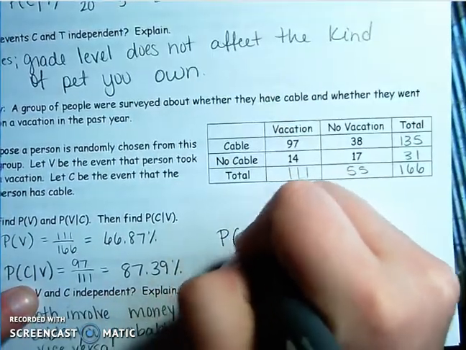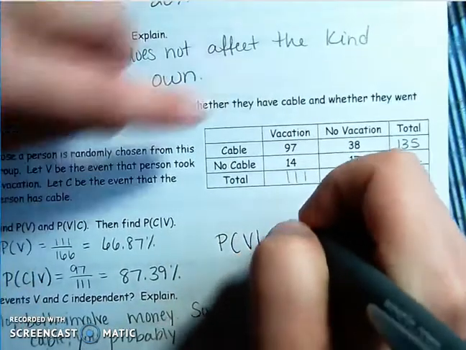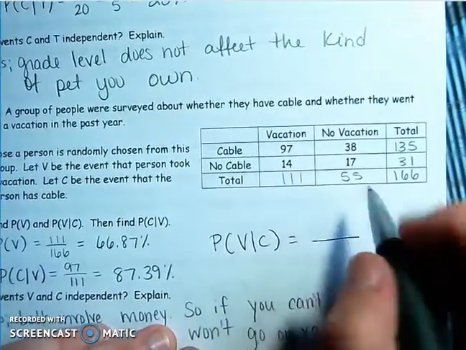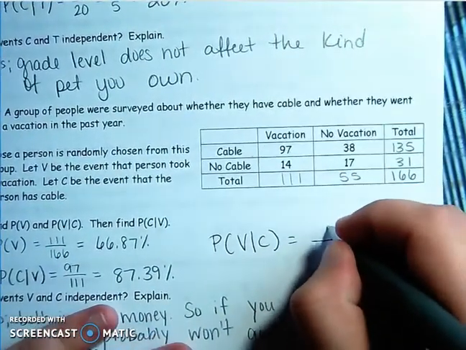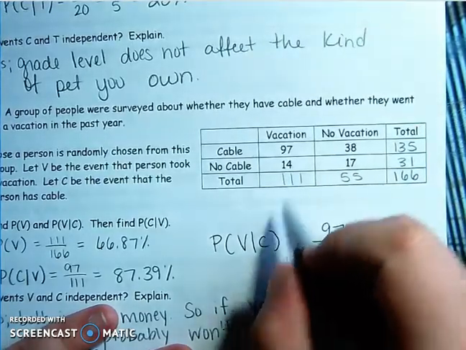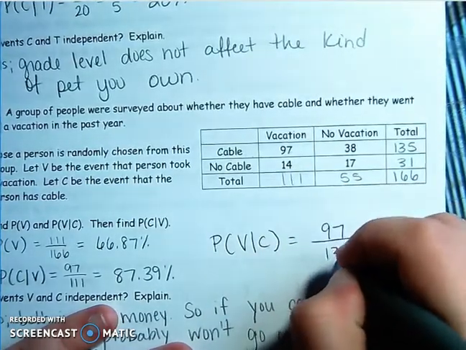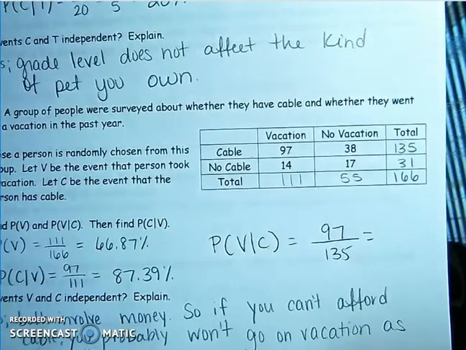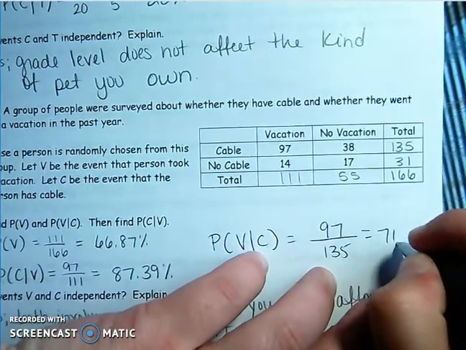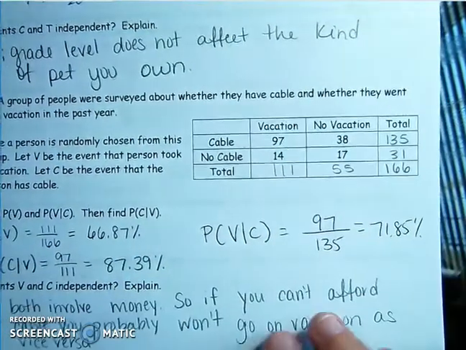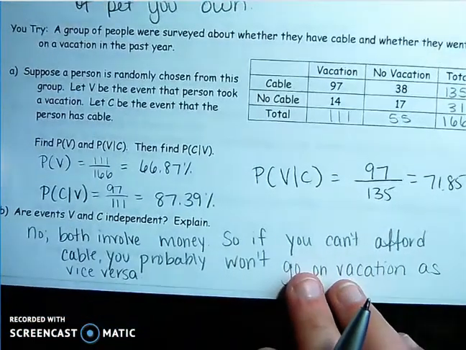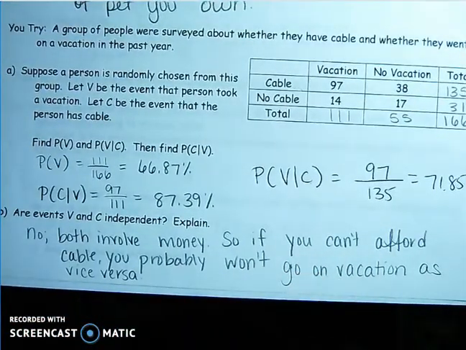The probability of V given C, so that would be vacation and cable, is 97 out of my cable people, 135. 97 out of 135 is 71.85. And if you notice, these percentages are not the same. So are they independent? No, because they all involve money. If you can afford cable, you can probably afford to go on vacation. If not, you can't afford either.